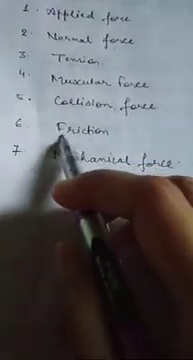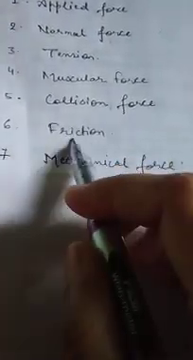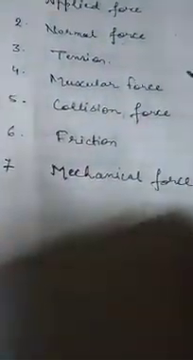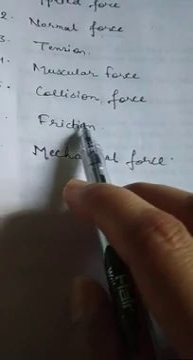Now next is friction. Friction force, students, is a very important kind of force which we feel or experience in our day-to-day life also. The force that opposes the relative motion of two bodies is called friction. It slows down things by acting in the direction opposite to the motion of the moving body.